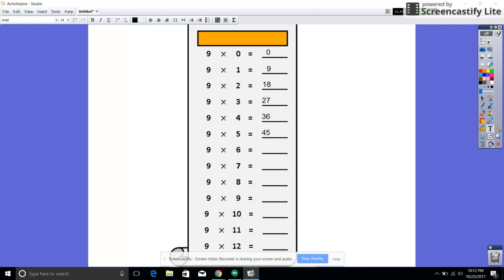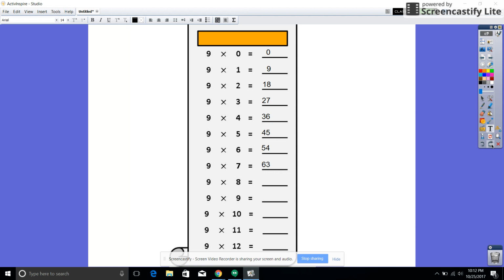Okay, if you're starting to notice right here, 9, 8, 7, 6, 5, and then you come over here to the tens place and it's going 1, 2, 3, 4, you're starting to see the pattern that is going to show up in our 9's. See if it continues. 9 times 6 is 54.